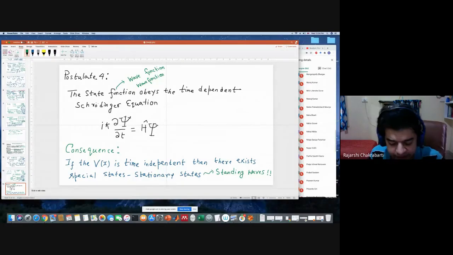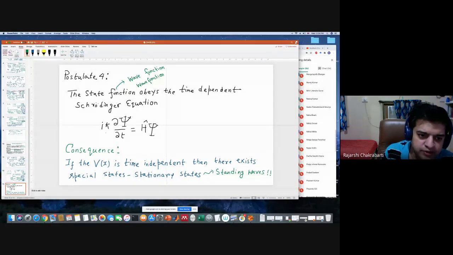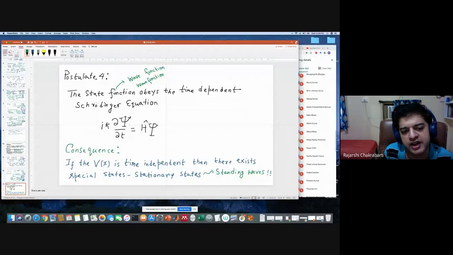So the state function obeys the time dependent Schrodinger equation, which you have written down and should remember. It tells you iħ times the partial derivative with respect to time of the total wave function, the state function psi, gives you the Hamiltonian operator H operating on psi. In general, this psi is a function of x, y, z, whatever the space coordinates, and time. A function of space and time.